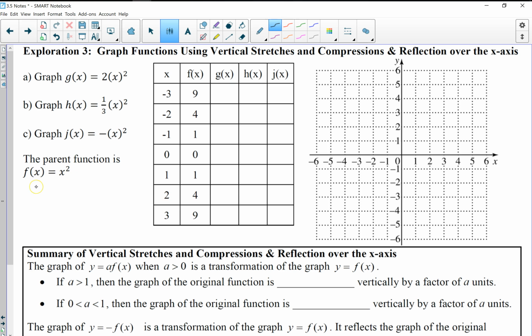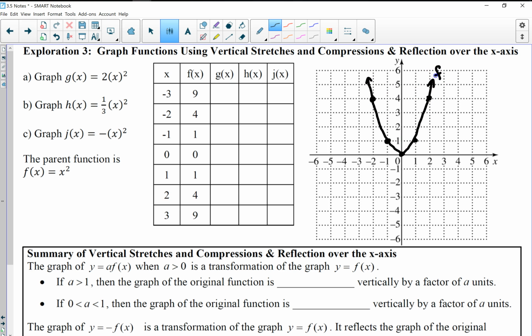Our parent function is the x squared function. So I've plotted some values of my x squared function. Sometimes you may get values that fall outside of your graph, and that's fine. You don't necessarily have to graph those points. So negative 3, 9 falls off my graph. I won't graph that. But negative 2, 4, I could put as a point on my graph, so I will do that. Negative 1, 1, 0, 0, 1, 1, 2, 4, and 3, 9 also falls off my graph, so I won't graph that. But we'll see why I included those additional points in a little bit here.